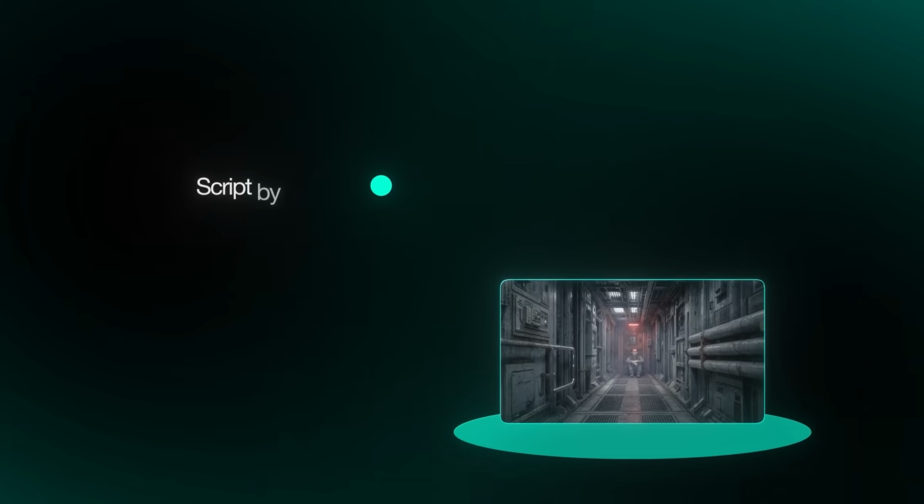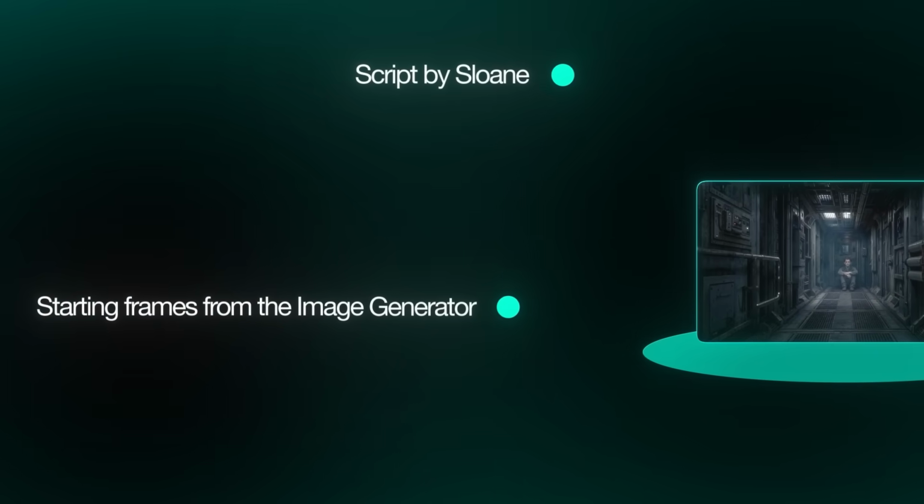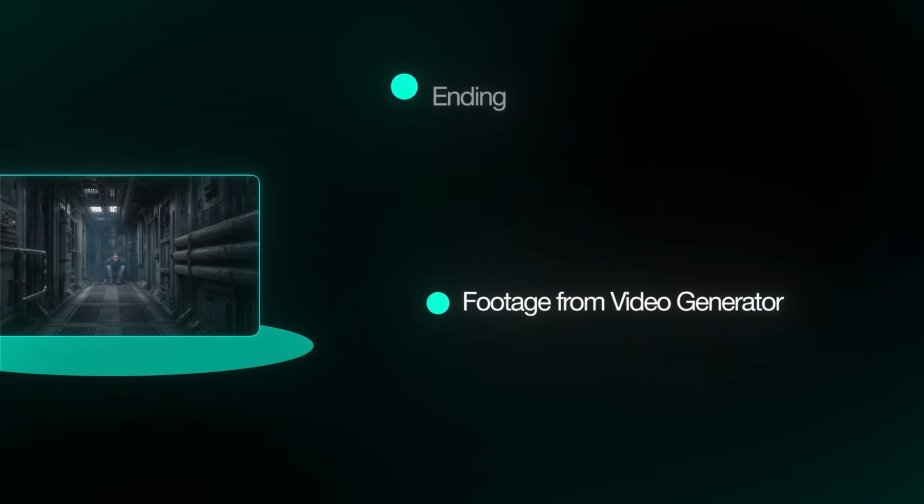This was all from a script by Sloan, starting frames from the image generator, footage from our video generator, and a cinematic director that saved the ending. And making it the old way would have meant 6 tools, 6 subscriptions, and re-uploading Elias every single time. Instead, we hired a team in one chat and guided the production workflow.